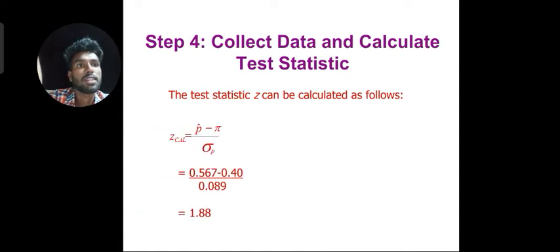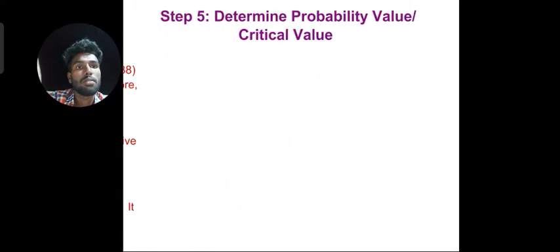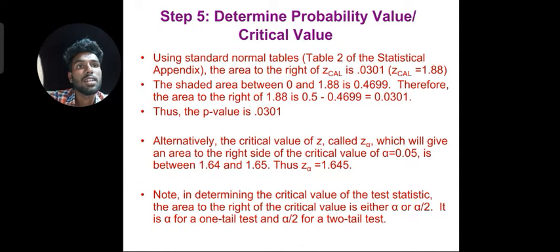Step 4. Collect data and calculate the test statistic. The test statistic Z can be calculated as follows: Zcal equal to p minus pi by sigma p, which is 0.567 minus 0.40 by 0.089 equal to 1.88. Determine probability value, critical value.